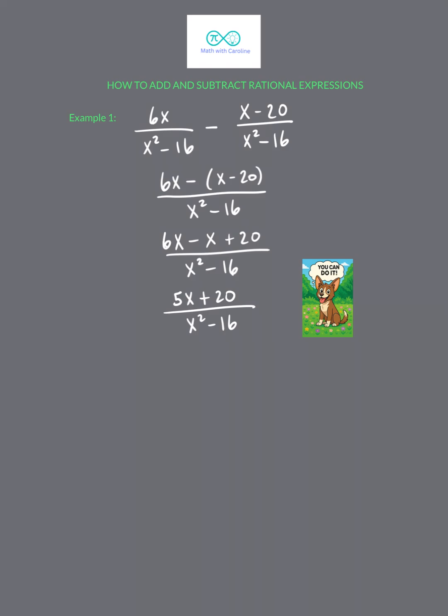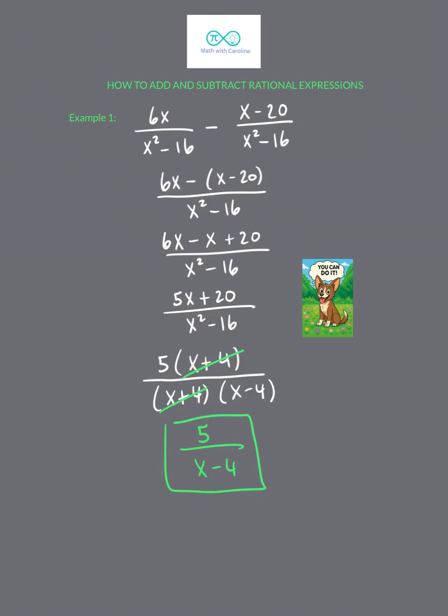You would factor out the greatest common factor of 5 and be left with x plus 4. If you need more help factoring, please check out my other videos that are more in depth about factoring. Then you have this difference of two squares, and so that factors into x plus 4 and x minus 4. Now you can see that we do have a common factor of x plus 4, so we must simplify. We must divide out that common factor, and we will be left with 5 over x minus 4 for our final answer.